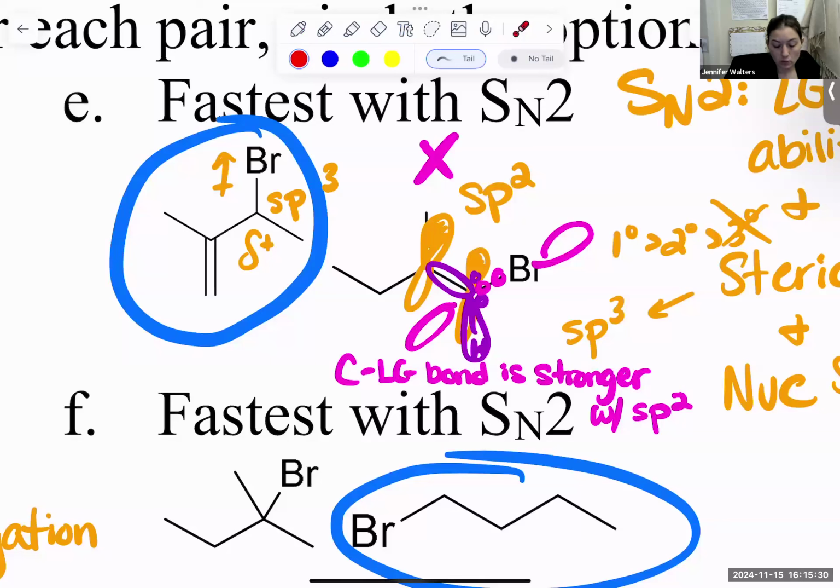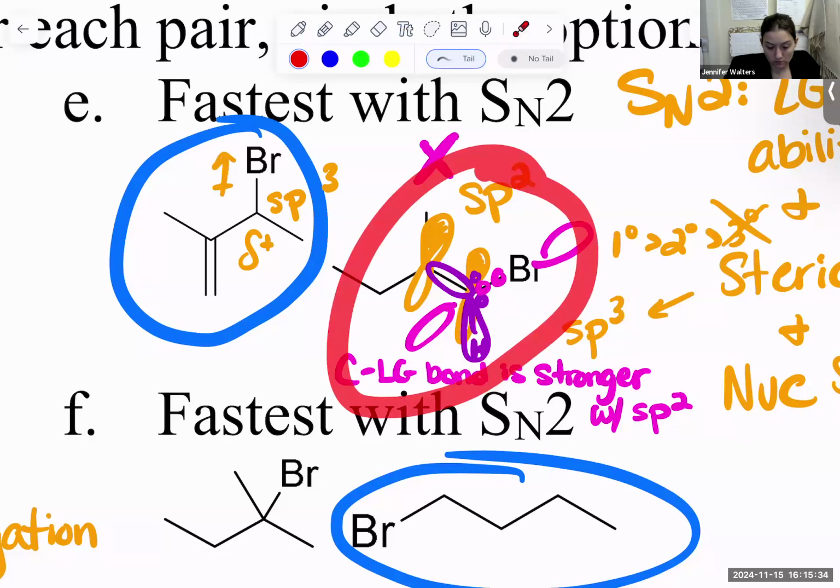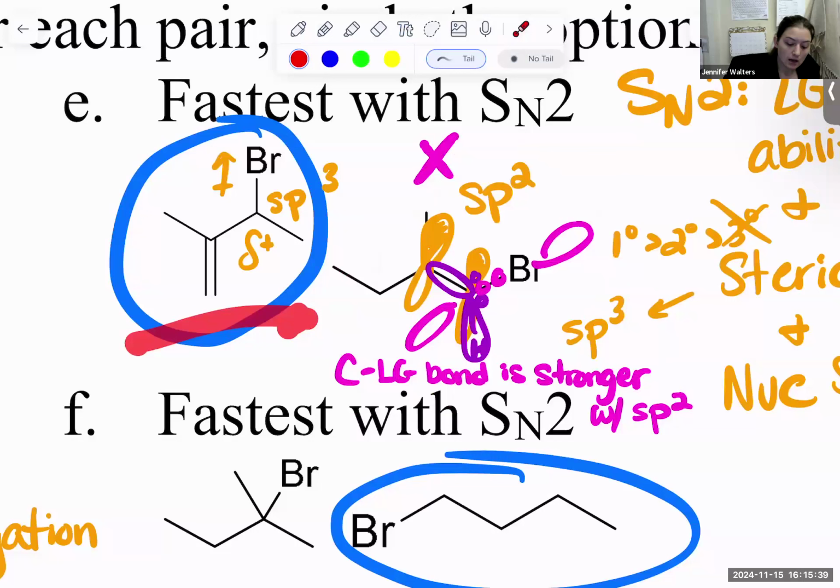Just like with the other ones, literally anything would be better than this structure. So it has to be the other one. But I also know this one is going to be correct because it is sp3 hybridized and it is secondary. So that is saying that this is going to be allowable. It is secondary and sp3, which together makes it possible for that SN2.